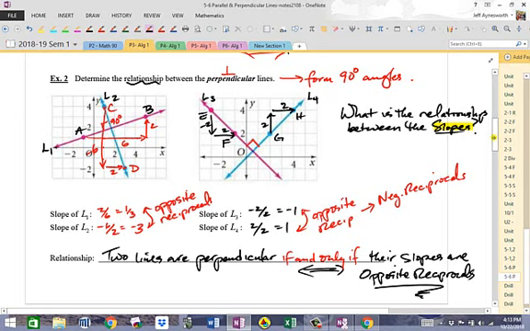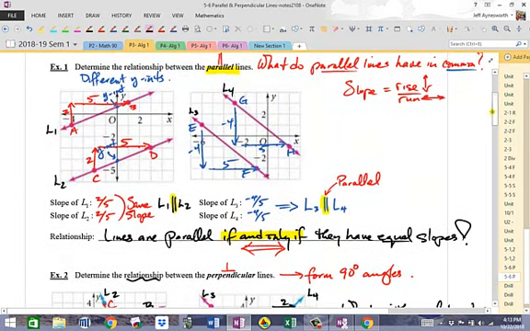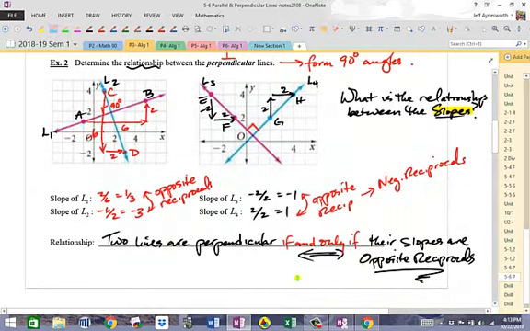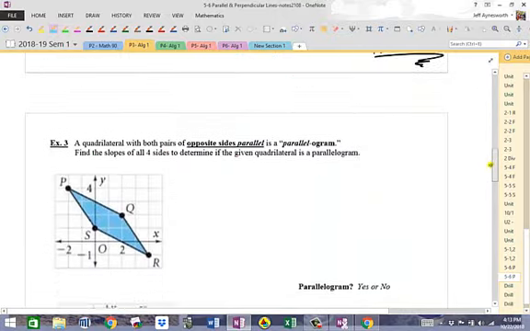If you have parallel lines, well, that's much different, right? If you have parallel lines, they have equal slopes. Holy cow, that's totally different. So the slopes there are the same. All right, so knowing this fact, we can solve all kinds of problems.